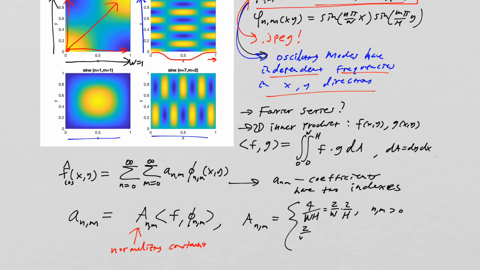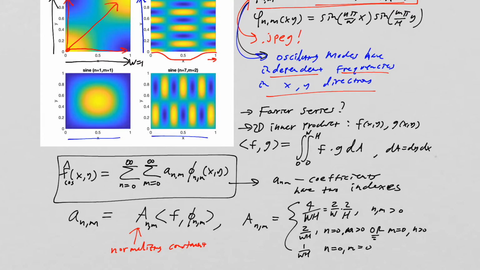Likewise, you get 2 over wh when n is equal to 0 and m is positive, or m is equal to 0 and n is positive. Okay? And then finally, you're going to have 1 over wh for the specific case that n is equal to 0 and m is equal to 0. So those normalizations are a little funky. It's just something you have to worry about when you're going through these double sums. Okay. All right. So let's go on now and further our discussion here.